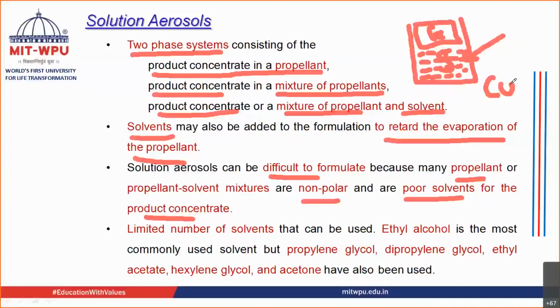inside your solvent. You have mixture of propellant, and along with that you have ethyl alcohol, or you can have propylene glycol, you can have dry propylene glycol, or ethyl acetate, or hexylene glycol, or acetone. These all solvents are being used along with this product concentrate and mixture of propellant in order to prepare a solution aerosol.